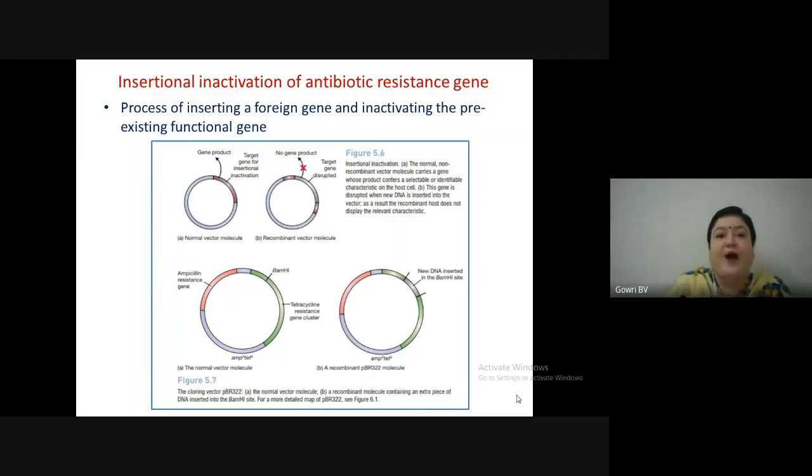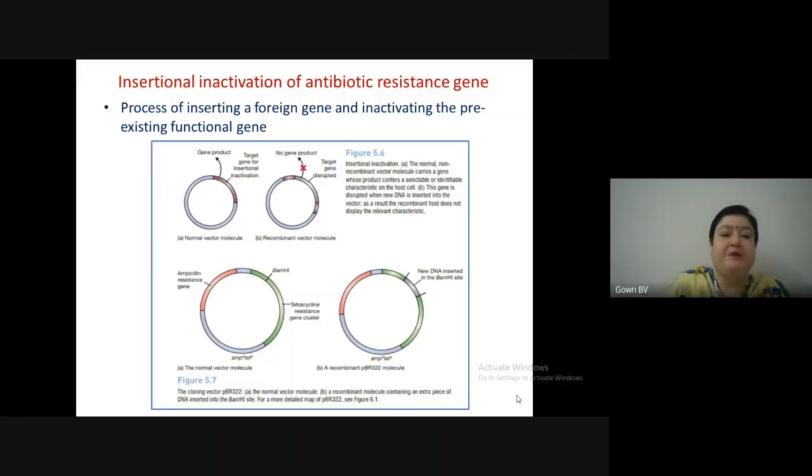molecule. So you have a vector with an interrupted, disturbed target gene. So the gene that produces the product is no longer functional. It is being inactivated, so no gene product is produced. And this phenomenon is called insertional inactivation.